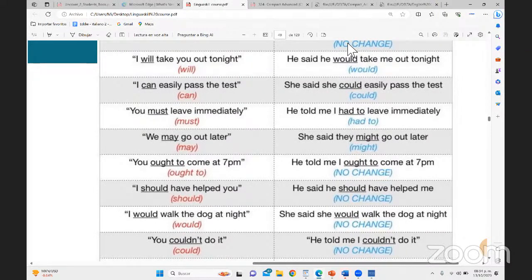I can easily pass the test. She said she could easily pass the test. You must leave immediately. He told me I had to leave immediately. We may go out later. She said she might go out later. You ought to come at 7 p.m. He told me I ought to come at 7 p.m. I should have helped you. He said he should have helped me.